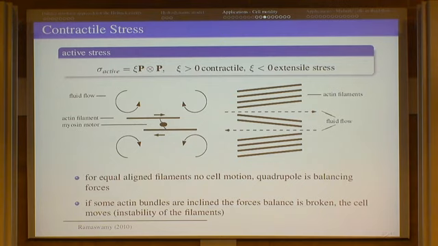But if a bundle of those actin filaments is inclined, then this force balance is broken. This quadrupole looks a bit different, and we then have a stable fluid flow in one direction. And if this is stable, it is supposed that this effect is responsible for cell motility.